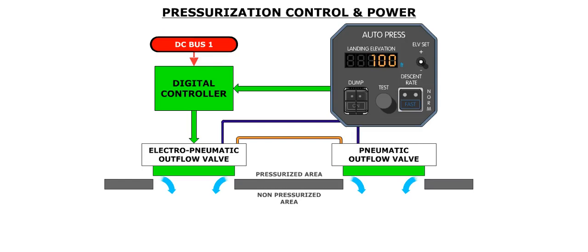Pressurization is normally controlled by a digital controller located on the center flight instruments panel. The digital controller calculates the reference cabin altitude for the existing flight altitude. The digital controller then uses a torque motor to position the electro-pneumatic outflow valve so as to maintain the calculated cabin altitude. The digital controller is powered by DC bus 1.